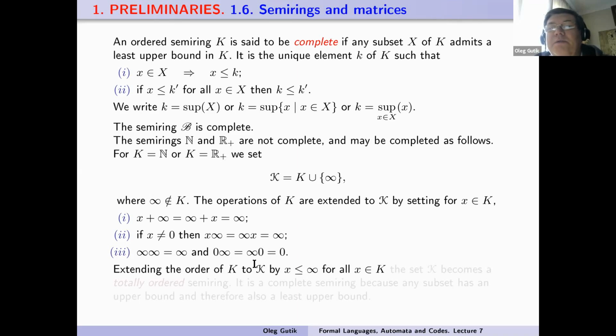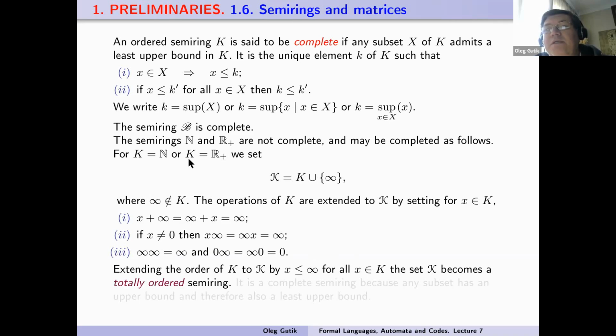And also we extend the order of K to italic K in the following way: x is less or equal to infinity for all small x from K. And the set italic K becomes a totally ordered semiring.